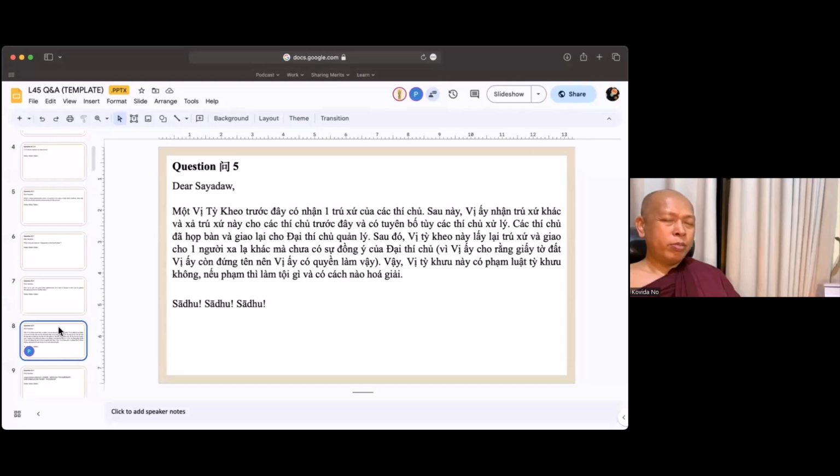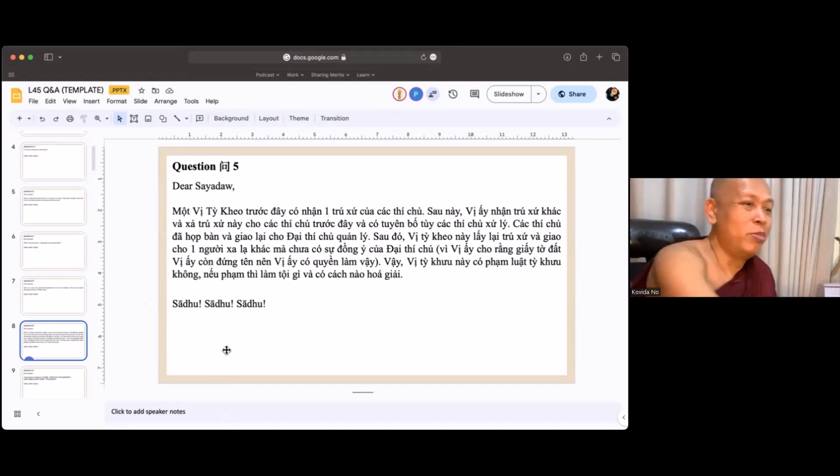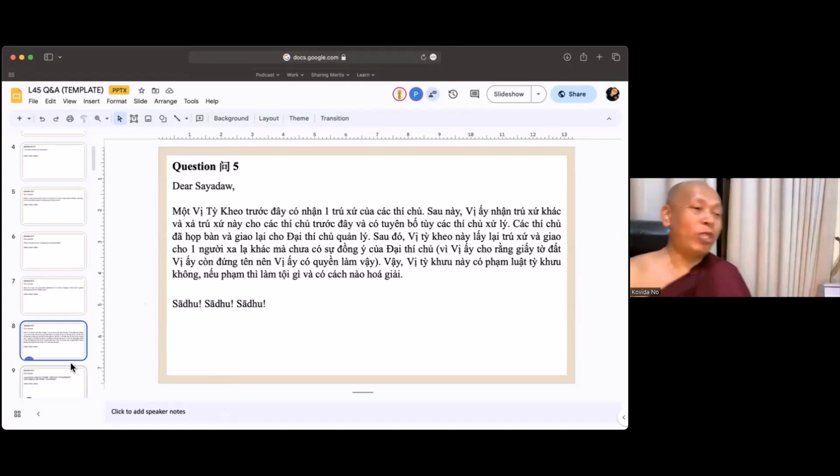And the donors held a meeting, and all the group of donors decided to let the main donor decide about the place. Afterwards, this bhikkhu takes back the place and gives it to another stranger without the donors' agreement. Actually, I don't quite understand this question, Sayadaw. So we move to the next one, Sayadaw. Yeah. Okay. Yes.